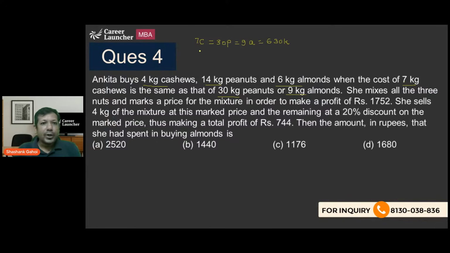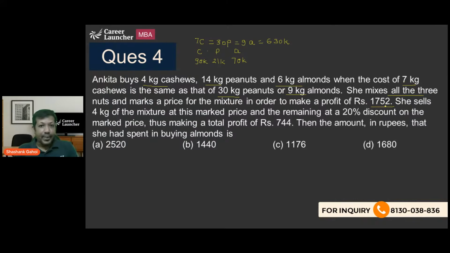Okay. So what is the price of cashew? That's going to be 90K. So cashew, peanuts, and almonds. So price of a cashew is 90K. Price of a peanut is going to be what? 21K. Price of almond is going to be what? 70K. And these are the prices I have assumed. Now she mixes all three nuts and marks the price so that she gets a profit of this.